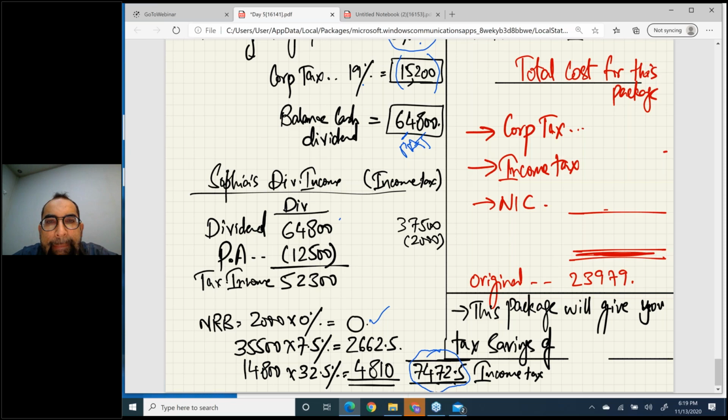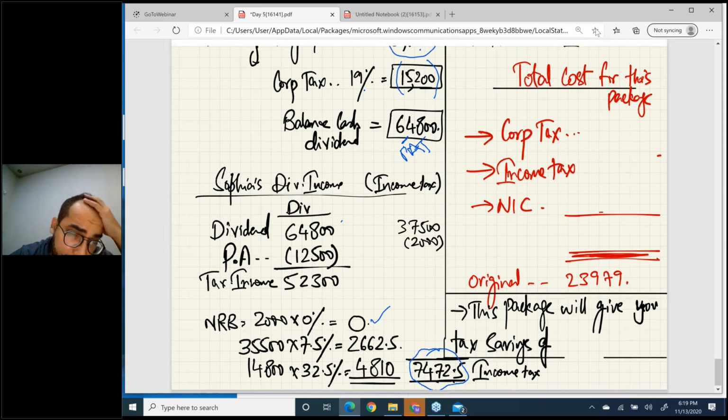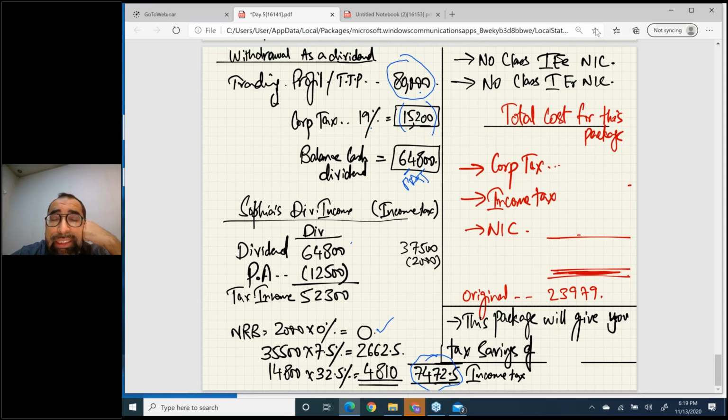Now we are ready to calculate tax for this second package. In this second package there is no class 1 employee NIC, and there is no class 1 employer NIC.